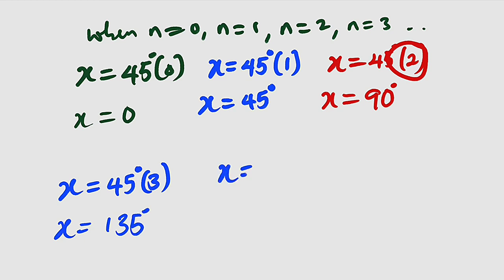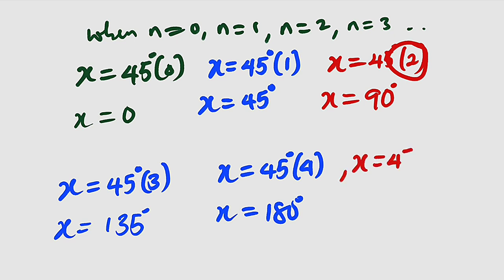When n is equal to 4, we have 45 degrees multiplied by 4. x will be equal to what? 45 times 4 is 180 degrees. We move on to when n is equal to 5. We have x equal to 45 degrees multiplied by 5.